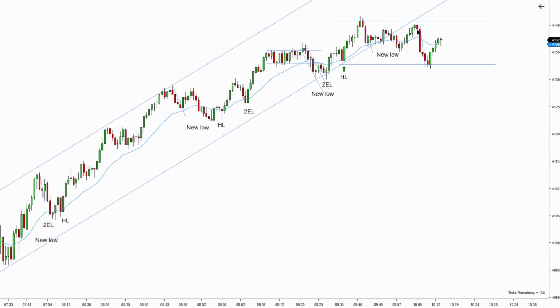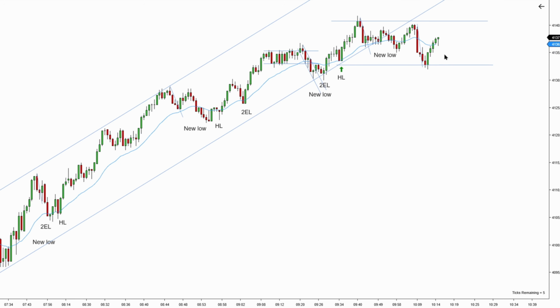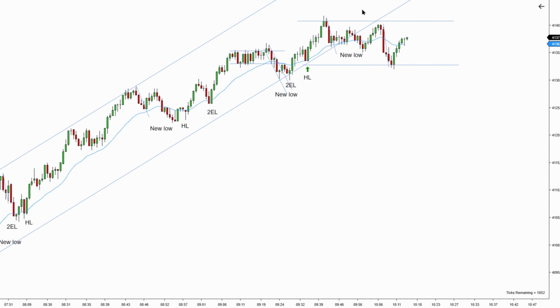The sellers corrected a little bit more, but this bias still remains bullish, and I'm still looking for the failed second entry short above the exponential moving average, because the EMA is flattening, the trading range has been formed, but we expect a new high according to trendline rules. So I'm looking for a failed second entry short above the EMA.